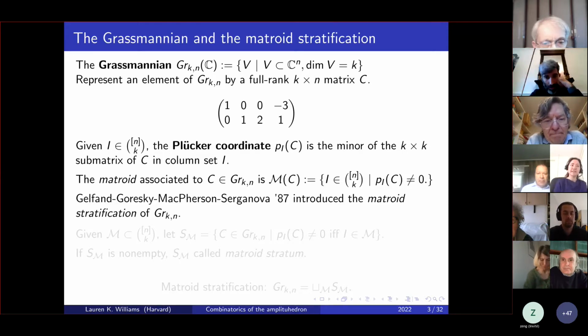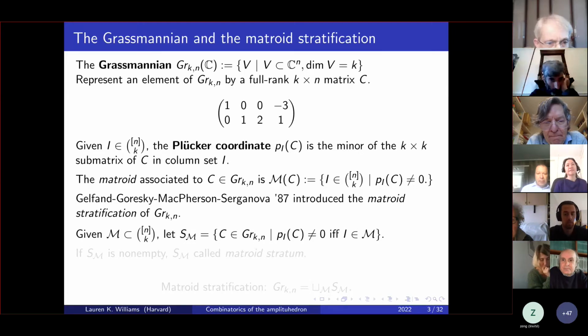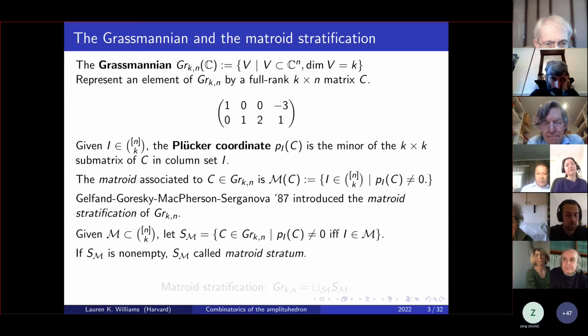So back in 1987, Gelfand, Goresky, MacPherson, and Serganova introduced the matroid stratification of the Grassmannian. And so how does that work? Well, if M is a collection of k-element subsets of 1 through n, then we'll let S sub M be the set of elements in the Grassmannian where your Plücker coordinate p sub I of C is non-zero if and only if I belongs in the collection. So we're just partitioning the Grassmannian into subsets based on which Plücker coordinates are non-zero. And so now if this S sub M is non-empty, then S sub M is called a matroid stratum. And the matroid stratification is this partition of the Grassmannian into these matroid strata.